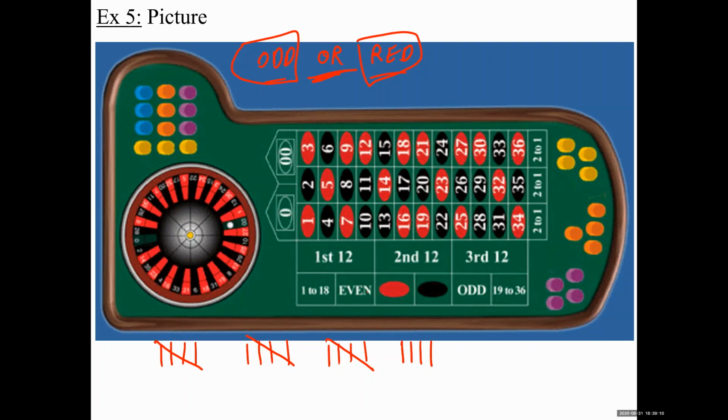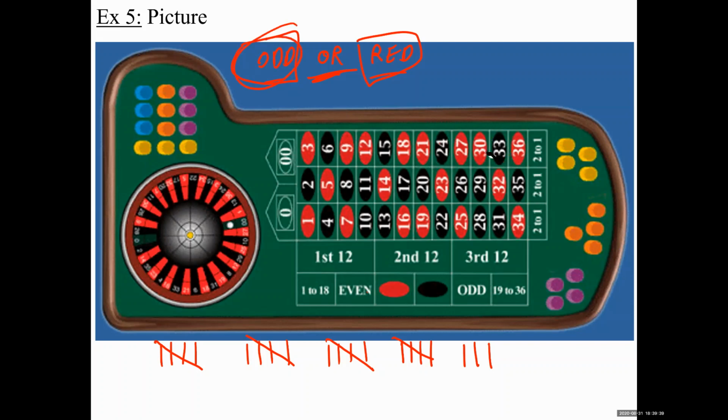Okay, 30. Do we count it? Yes. Why? Oh, it's red. Red, as long as it's one or the other. Yep. 31. Yes. 32. No. Okay, not again. Oh wait, yes, it is because it's red. That's right. Okay, good. 33. Yes. Why yes? Because it's odd. That's right.